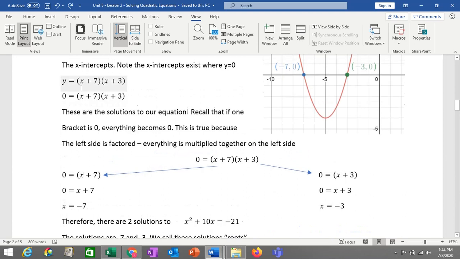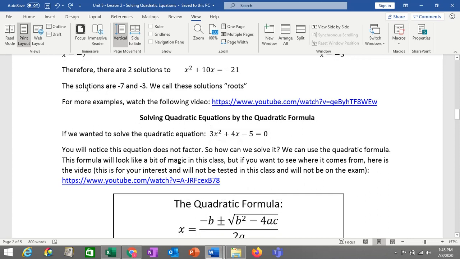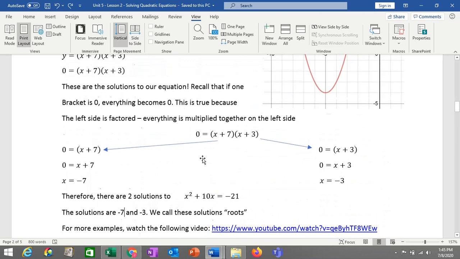And you can probably just see that negative 7 makes this 0 and negative 3 makes that 0. So those are your two roots. Those are your two solutions, right? If I put negative 7 in here, I get negative 4 there, but that doesn't matter because 0 times negative 4 is just 0. And on the right-hand side, if I put in negative 3, I'm going to get positive 4 there, but again, that doesn't matter because 0 times positive 4 is also 0. Okay, so we have two solutions, or two roots as we call them, negative 7 and negative 3. Okay. You can have more examples about how to solve quadratic equations through factoring if you watch this video here, but I'm just going to give you the one for now.